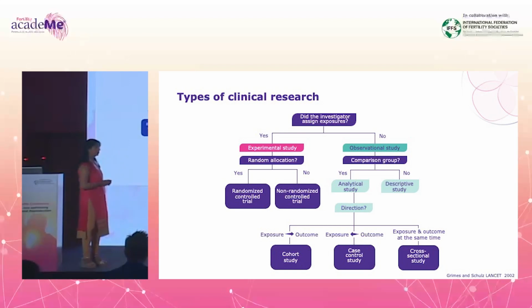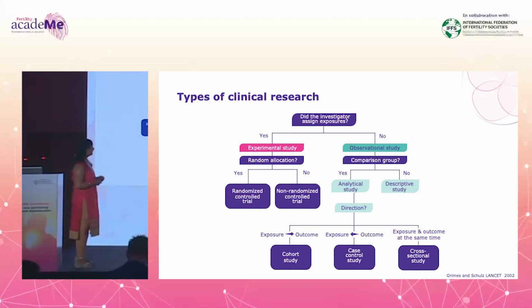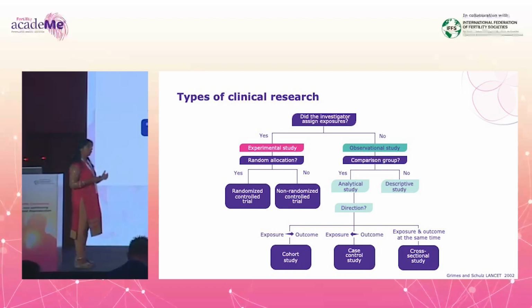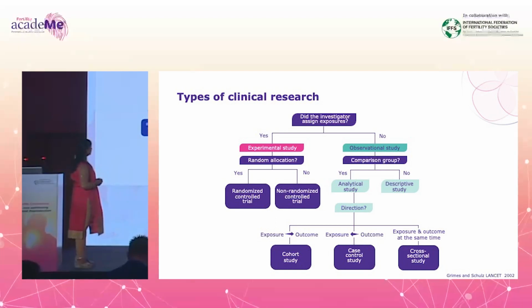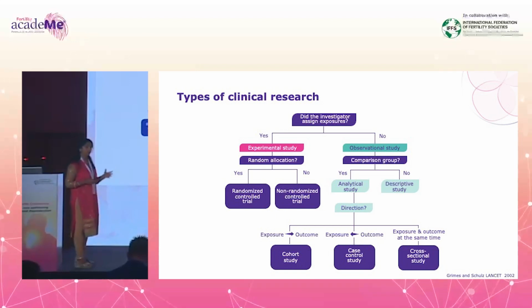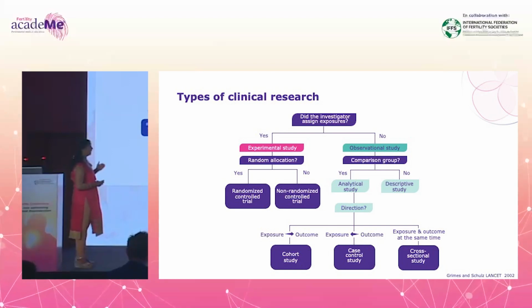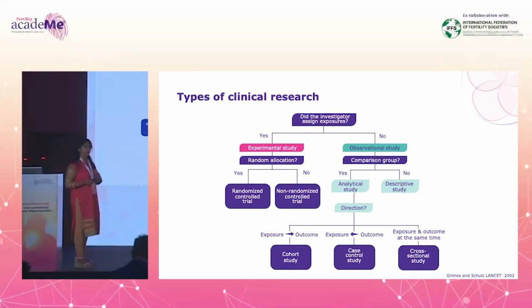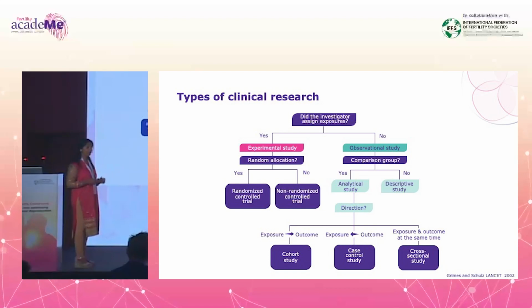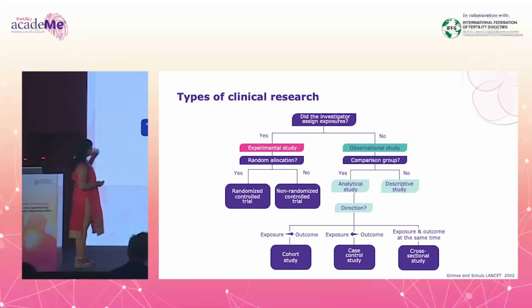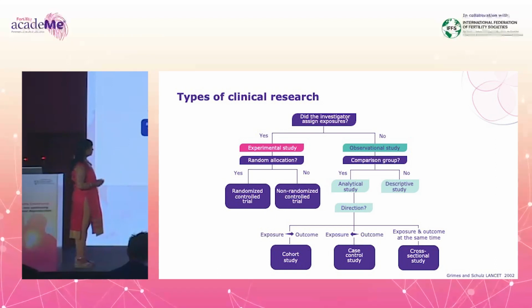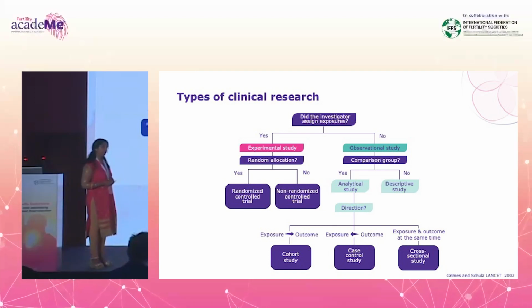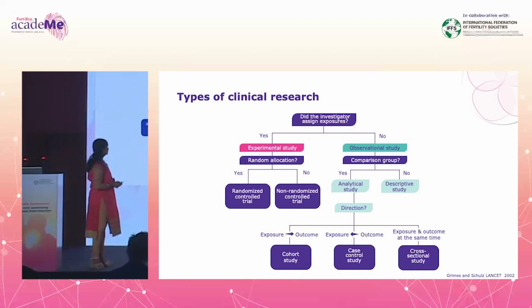Then on the other side, we look at the studies where we assign the exposure. That is, the investigator, you, I, or somebody else assigns the exposure, and then it becomes an experimental study. So it's a study in an experimental setting. It's not in a real-world setting. And then again, depending upon whether the investigator assigns the exposure, intervention, or treatment randomly, randomly allocated or not randomly allocated, then it is a randomized controlled trial or a non-randomized controlled trial. So this is a very nice figure that summarizes the various types of clinical research studies.